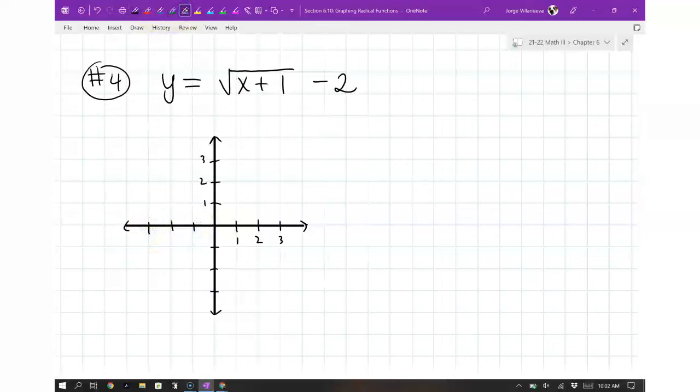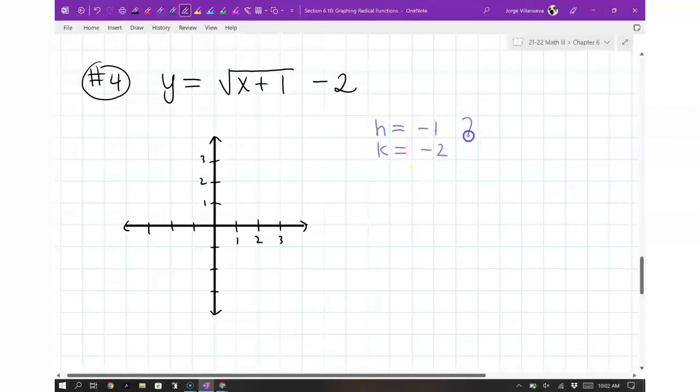So what's my h value? -1. Yep, correct. What's my k value? -2. Thank you. So my point is -1, -2. So I'm going to put that -1, -2 right there. There's my point. -1, -2.